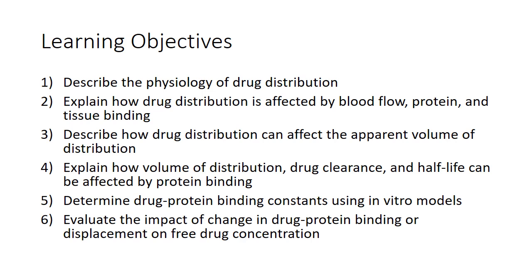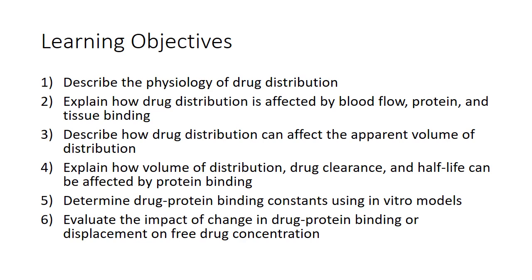Very, very important clinically relevant things, particularly protein binding and blood flow. Describe how drug distribution can affect the apparent volume of distribution. It's really important for you to understand throughout this whole lecture that when I say volume of distribution, I'm referring to the calculated volume that is apparent. It's not a real volume, and you have to understand that all the way through, why that is not a real volume. And I'm going to try to illustrate that in a few different ways.